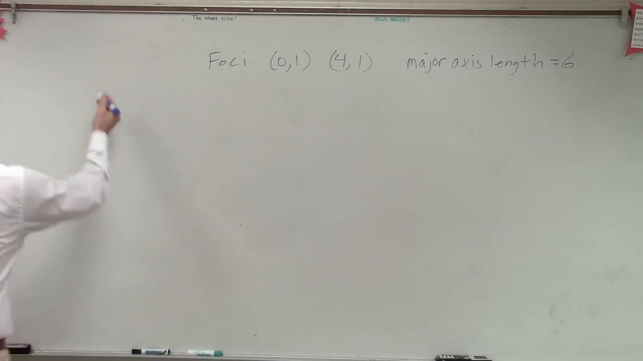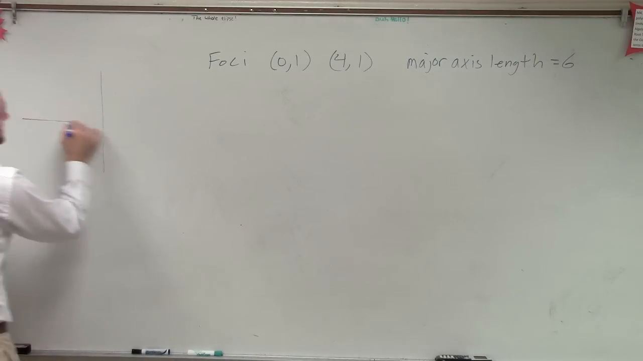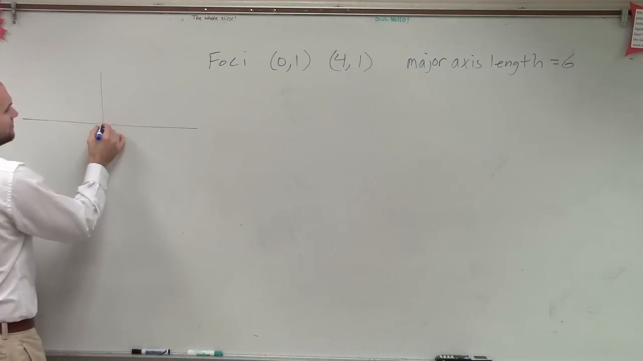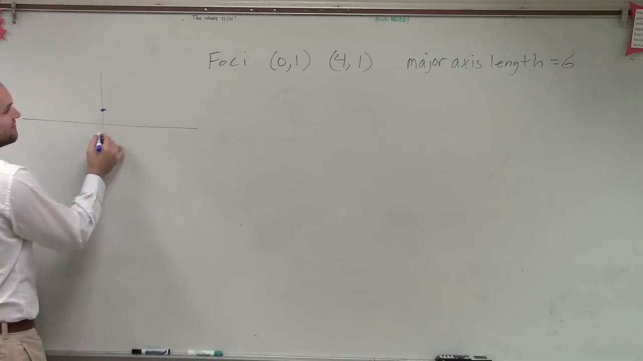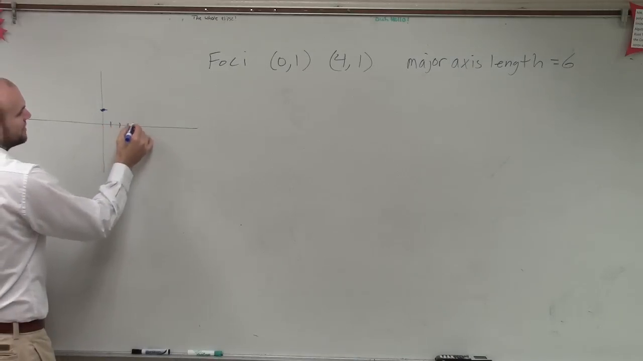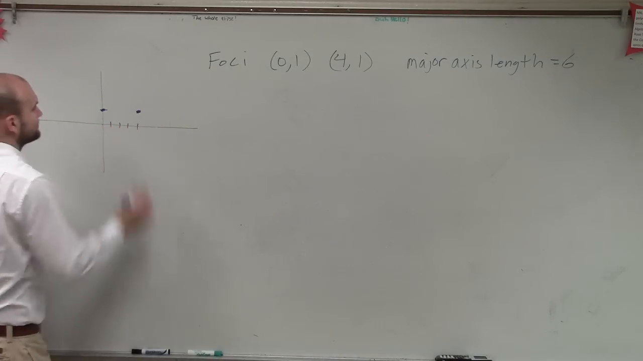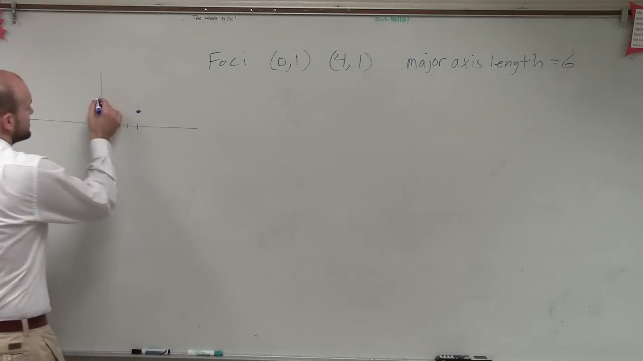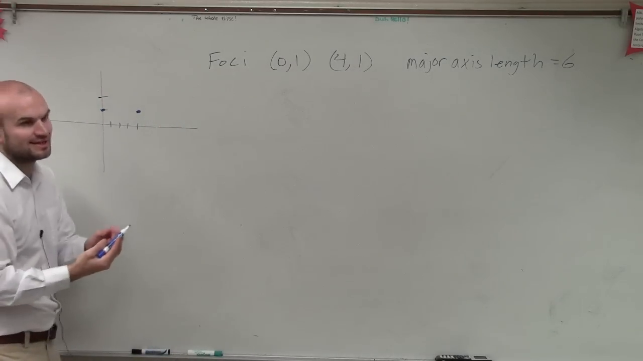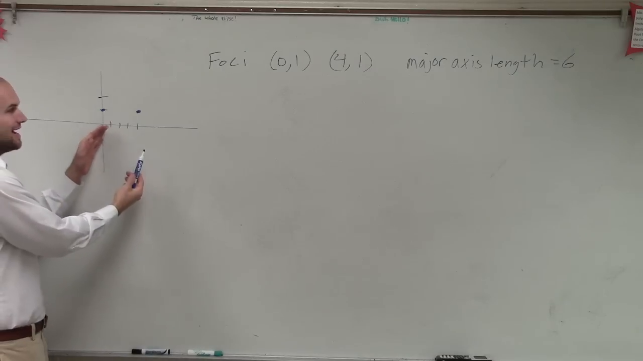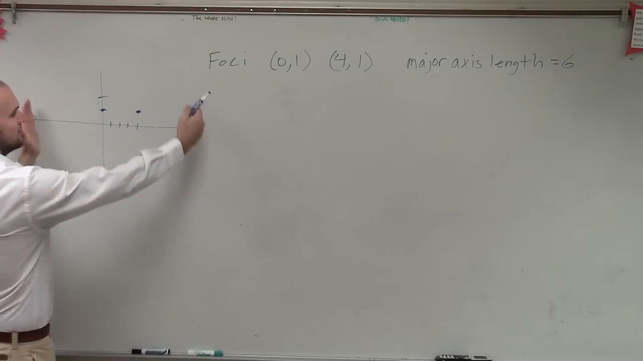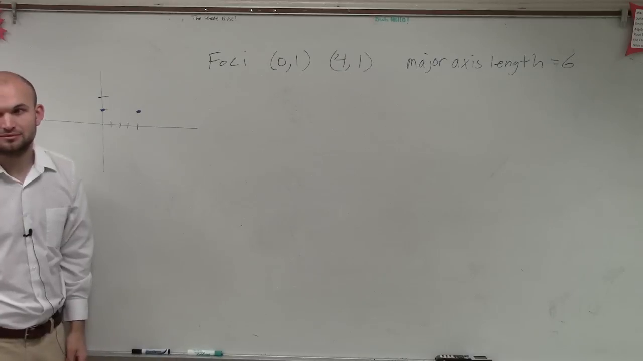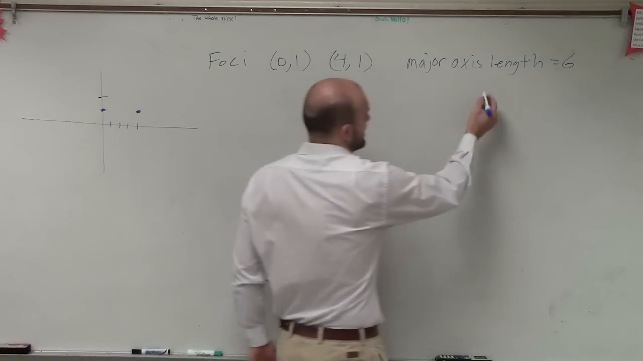So the first thing I like to do is try to get an idea. I have (0, 1) and then (4, 1). 1, 2, 3, 4. So, ladies and gentlemen, if I have my two foci like this, is that going to produce an ellipse that's vertical or horizontal? It can go both ways. Huh? Can't go both ways. Well, let's take a look at what they have.